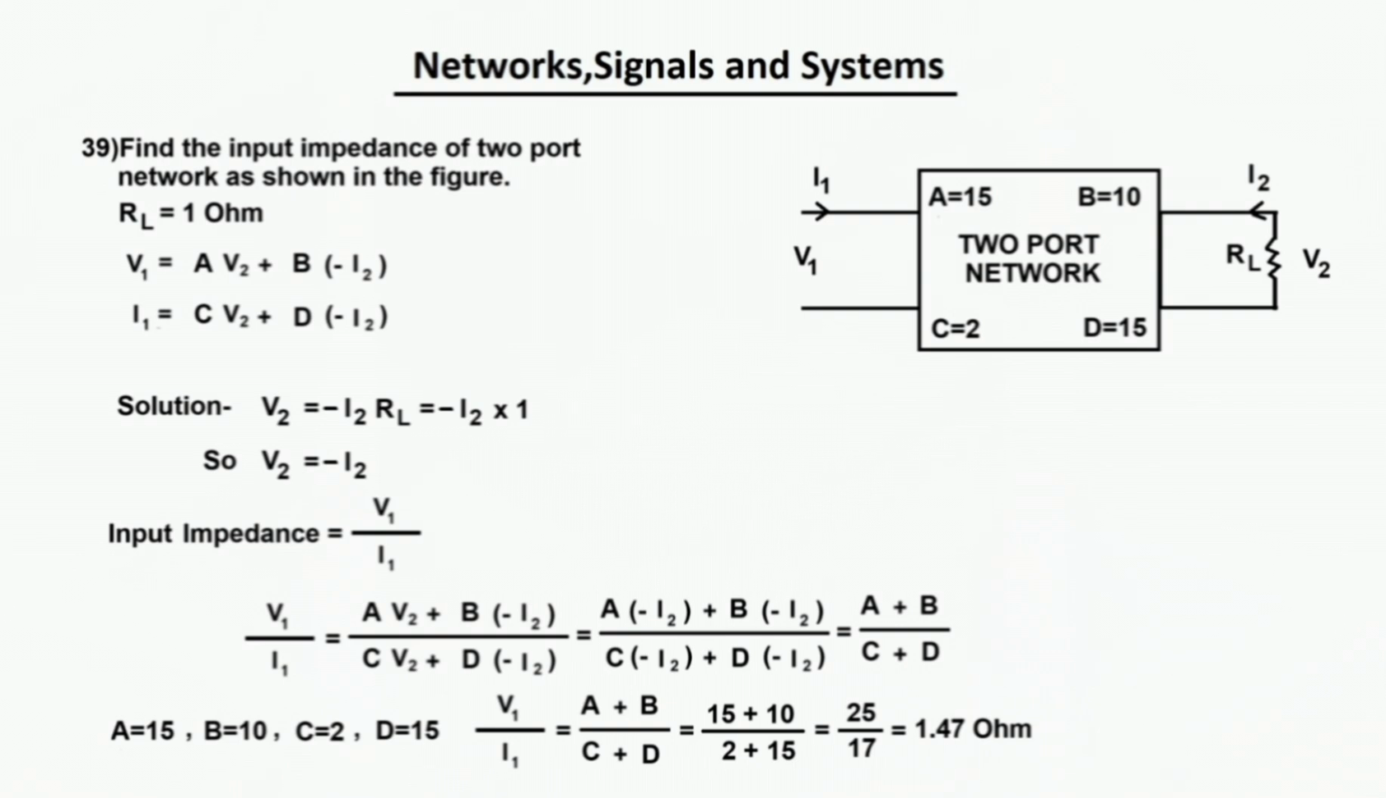So input impedance of the network V1 upon I1 equal to 1.47 ohm.